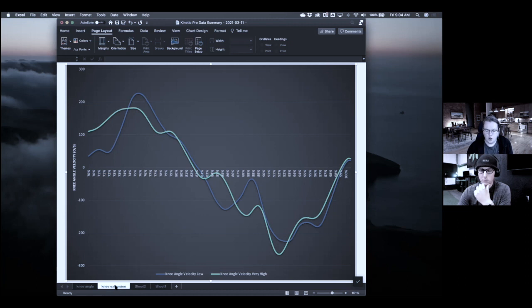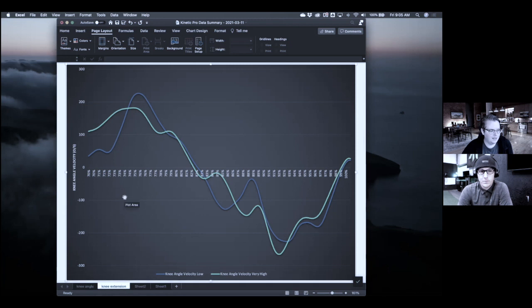A lot of research on biomechanics and pitching will often use foot plant as 0% and ball release as 100%. But we've decided to expand that because we think it's pretty important to understand how you get into foot plant, not just what happens at foot plant. So let's dive into the chart here and dissect the difference between our low velocity versus our high velocity chart. What do we got here?